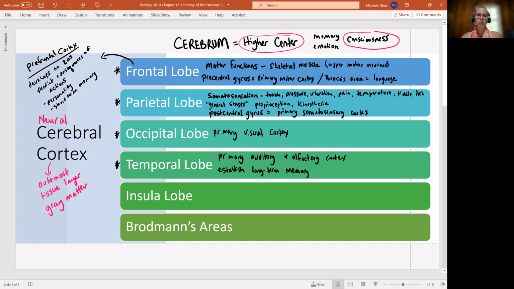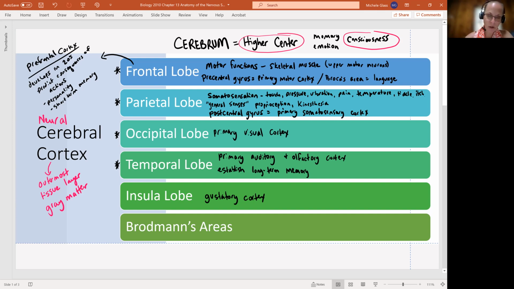Next up, let's mention the insular lobe. The insular lobe is going to have our gustatory center or cortex. So this will be important when we get into our study of special senses and then in the future.